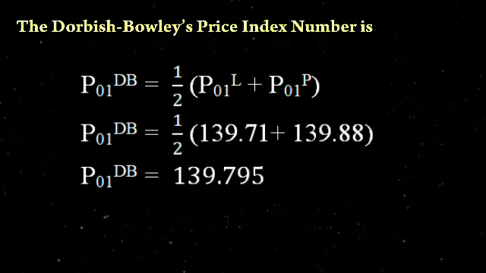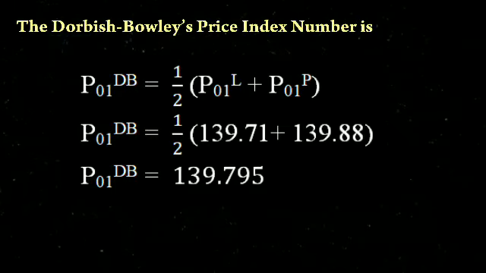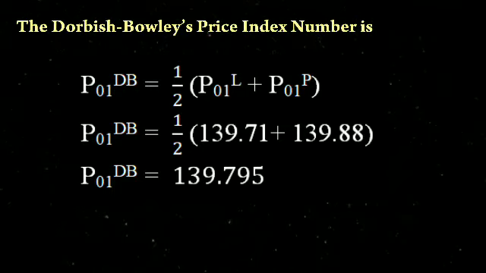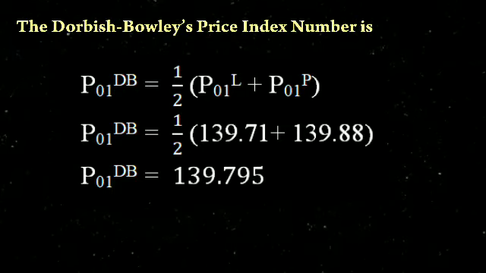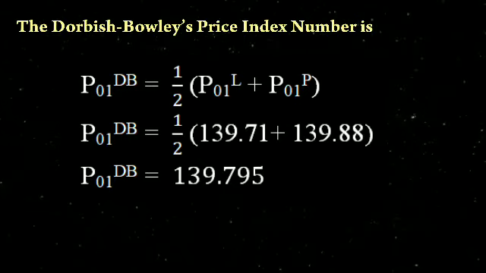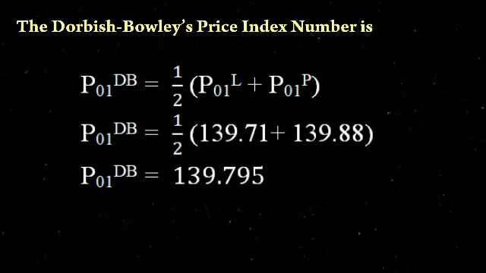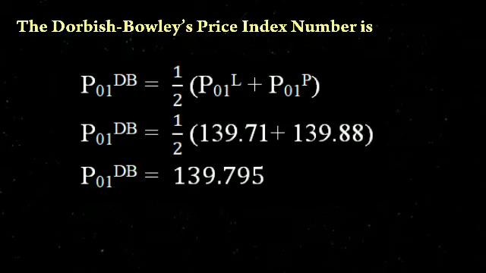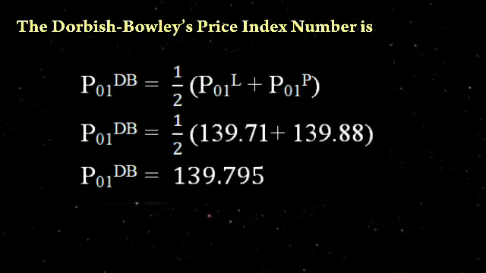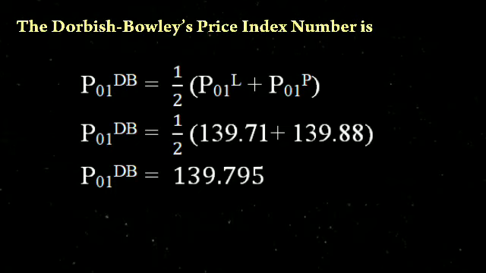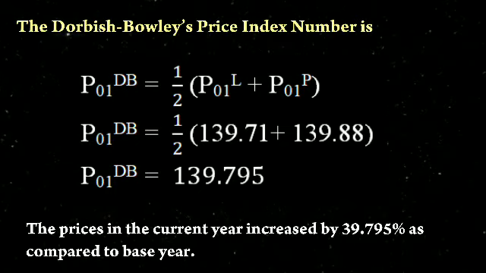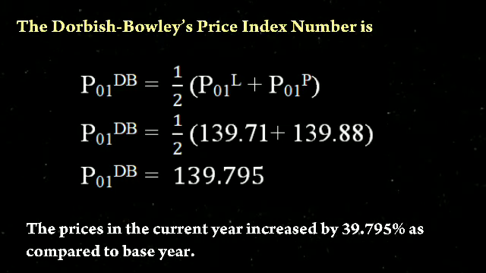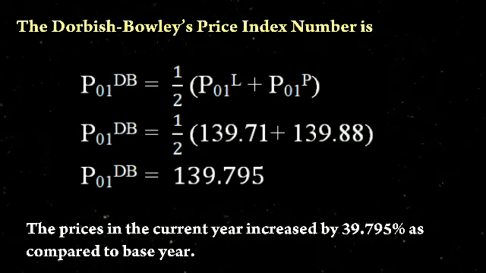So, half into P01 of L. So, that is Laspeyre's price index number is 139.71 plus P01 of P, Paasche's is 139.88. So, half into 139.71 plus 139.88, that is equal to 139.795. Conclude about the data. The prices in the current year increased by 39.795% as compared to the base year.